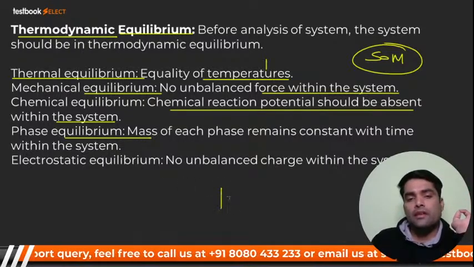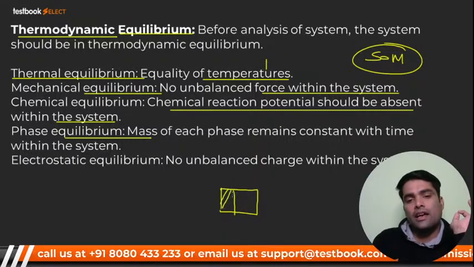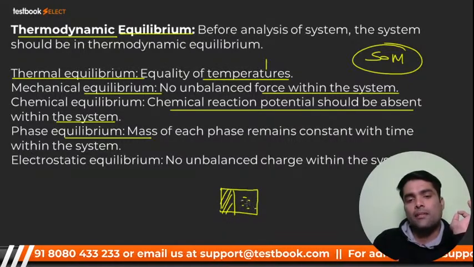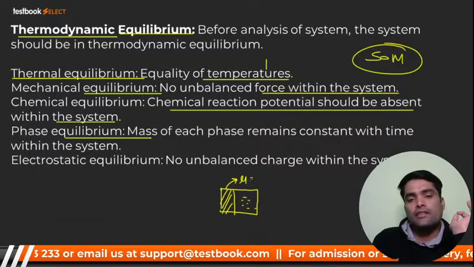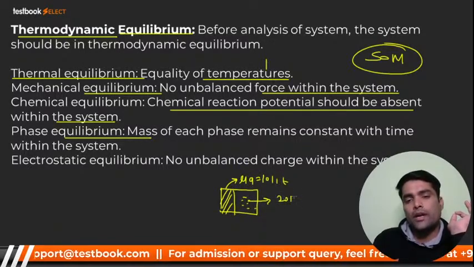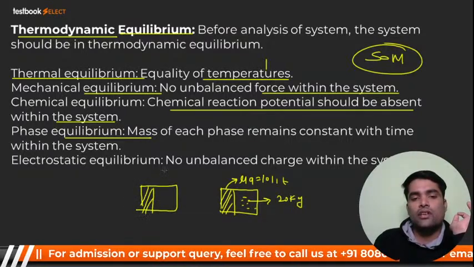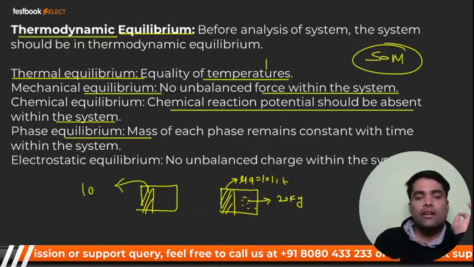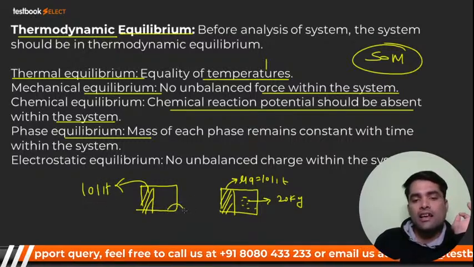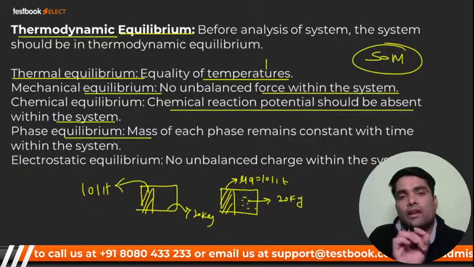Suppose there is a system, and in one part there is liquid, and in another part there is gas. Suppose the liquid is 10 liters and the weight of the gas is 20 kg. After some time it should remain the same. This configuration should not change; the entire 10 liters of liquid remains, and the gas remains 20. Then and only then can we say that the system is in phase equilibrium.